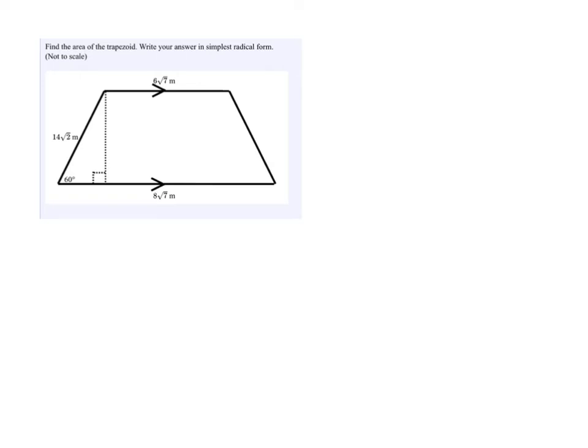This is another trapezoid. The issue is we don't have the height, but we do have a 60-degree angle. So we can use the ratios in our 30, 60, 90. They are t, and between the 30 and the 90 is the t root 3, and the hypotenuse is 2t. So what we're after here is the height. This is the height.